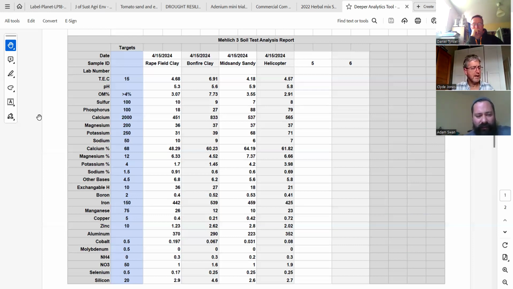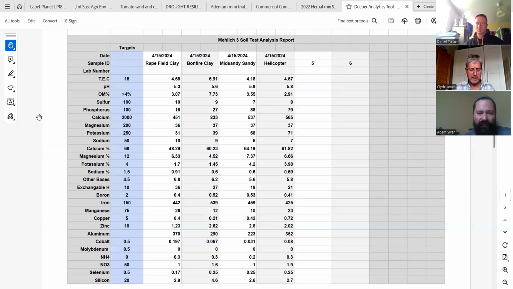Is there a microbial activity indicator at all? No, not on these tests. There's no respiration or anything like that. We use the Haney test from Reading Ag Labs for that, as well as microscopy and all the stuff we use. And the carbon to nitrogen ratios.